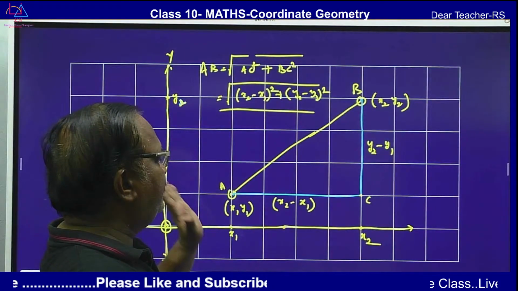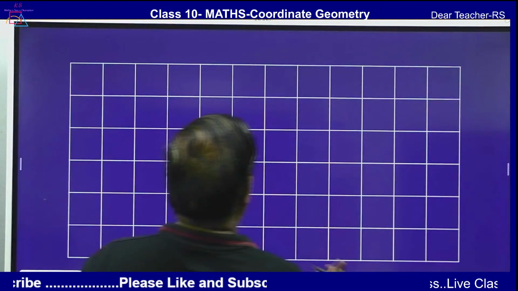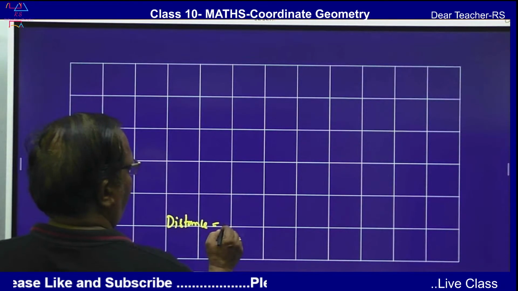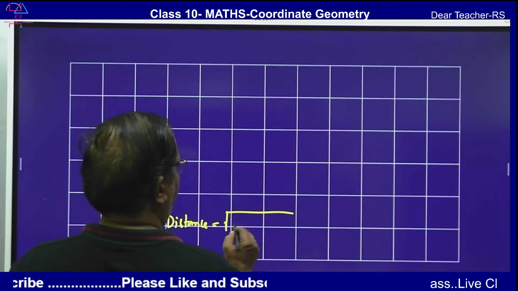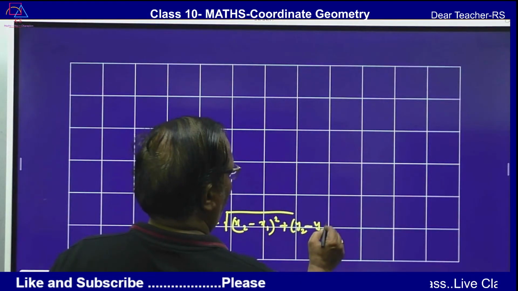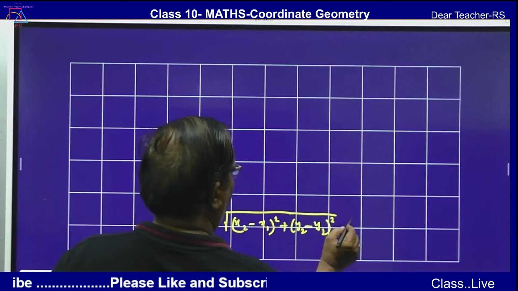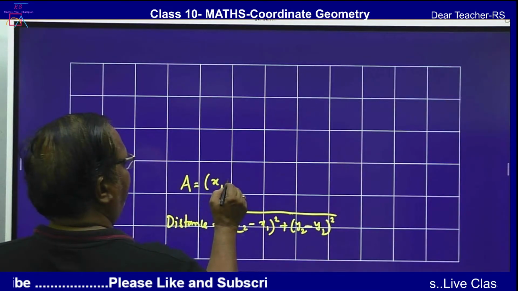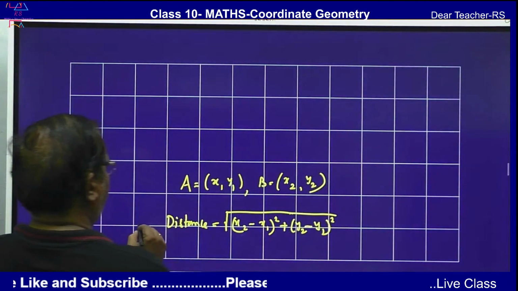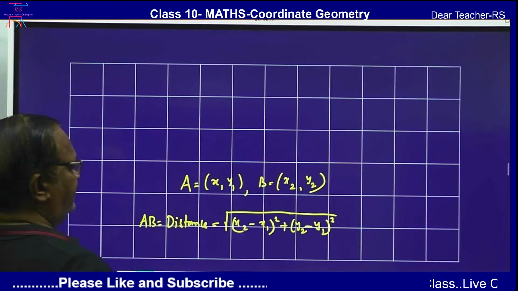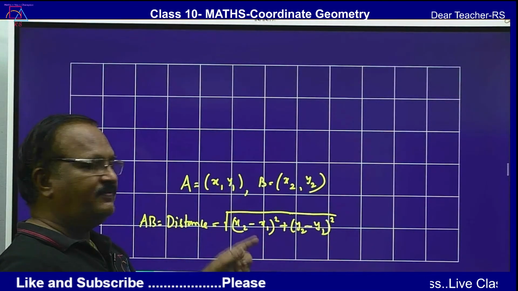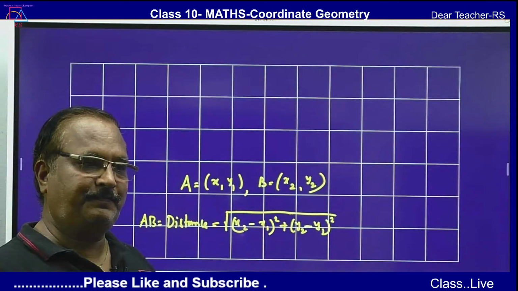So now we have got the distance formula. Distance is equal to the square root of (x2 minus x1) whole square plus (y2 minus y1) whole square. Okay, A is equal to (x1, y1) and B is equal to (x2, y2). So AB, the distance, is equal to this. This is the first formula.